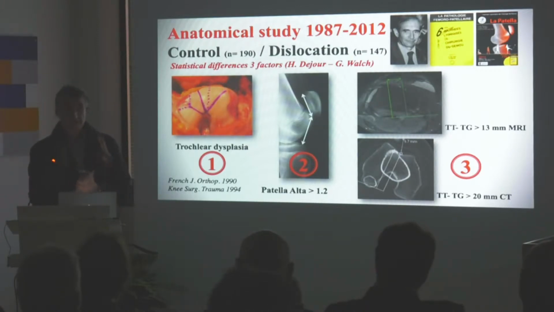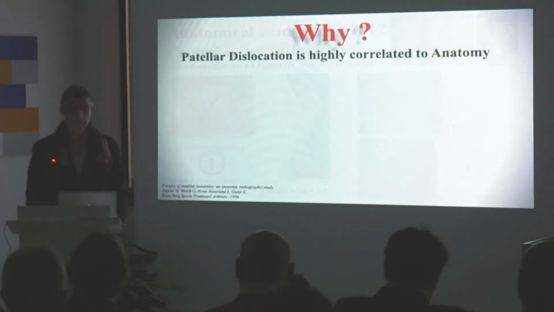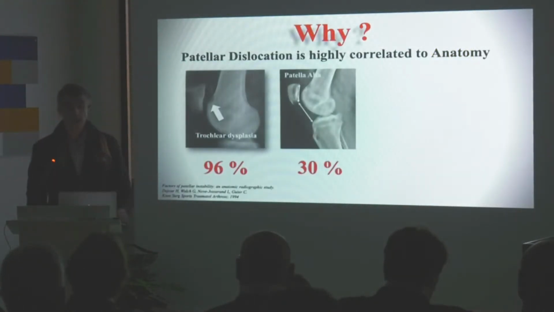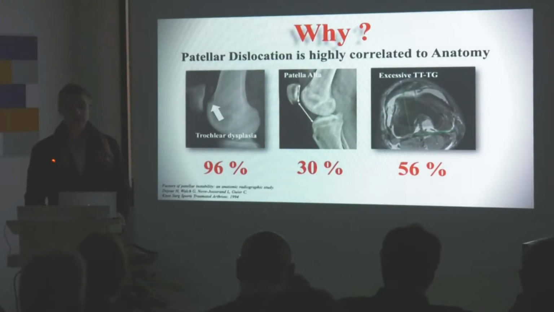Because the patellar tilt is very important, of course, but the patellar tilt is a consequence of the trochlear dysplasia, of the patella alta, and the malalignment. So the tilt is no more an instability factor. So why this patellar dislocation is highly correlated to anatomy?